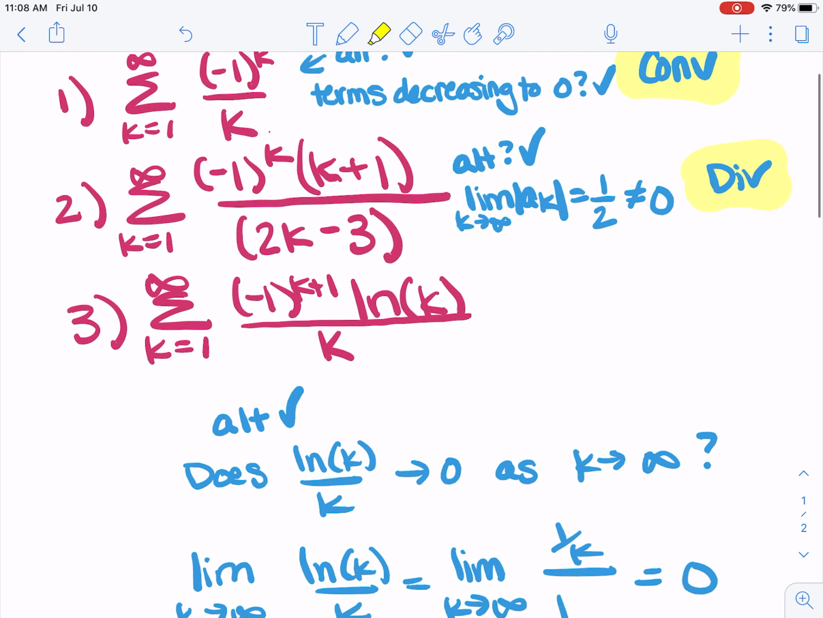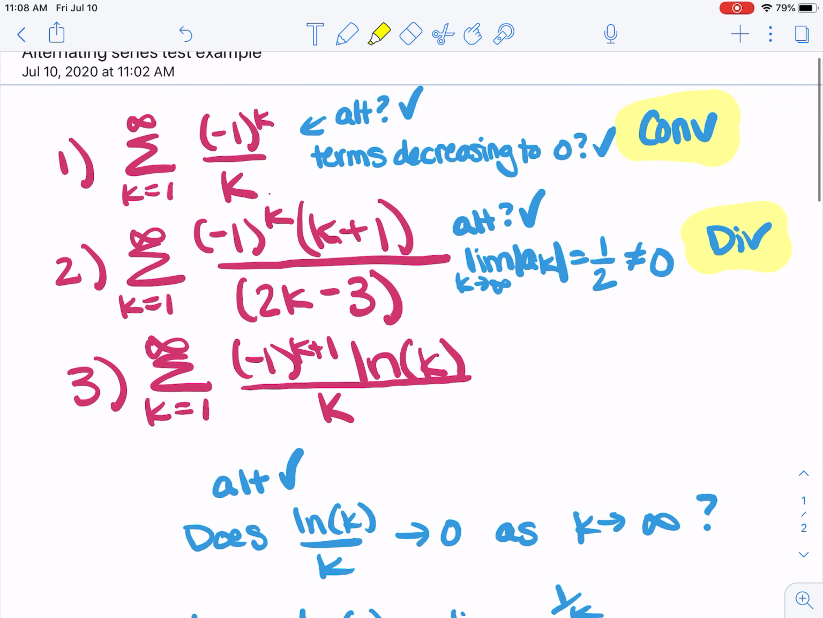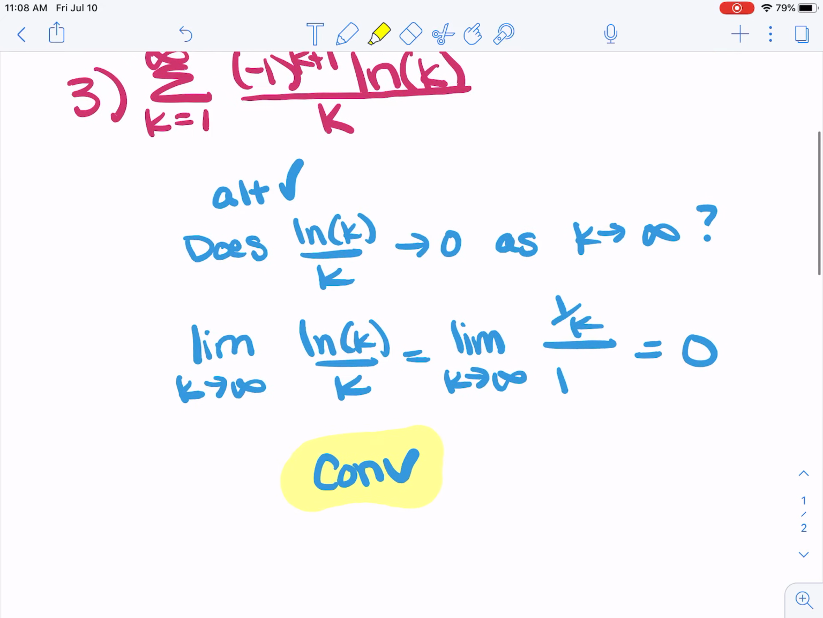So really, there's just two things to check. If we have an alternating series, if you see the -1 to the k, or k plus 1, or something like that that makes the terms alternate, then all we have to look at is, are the terms getting smaller? Do they get smaller to 0? Do they approach 0 in the limit? If those things are true, then we have convergence.